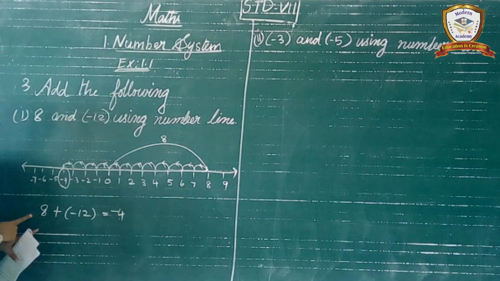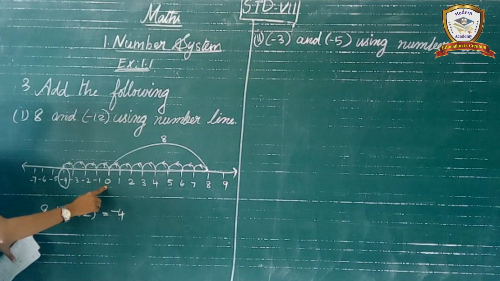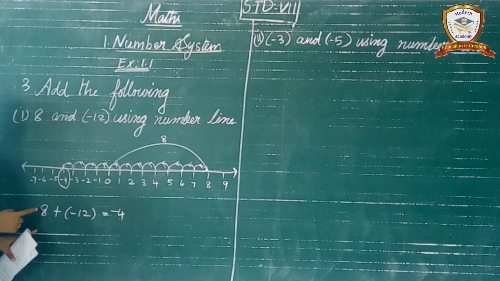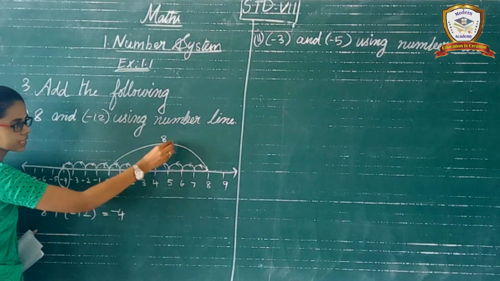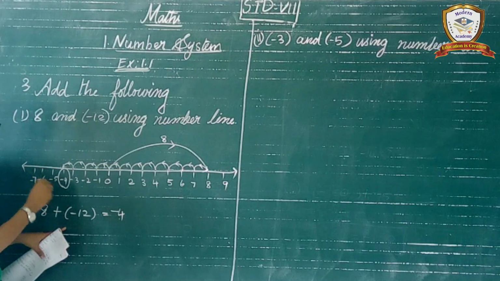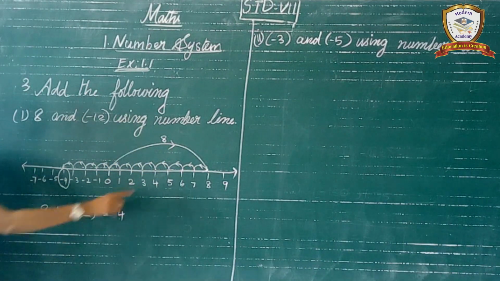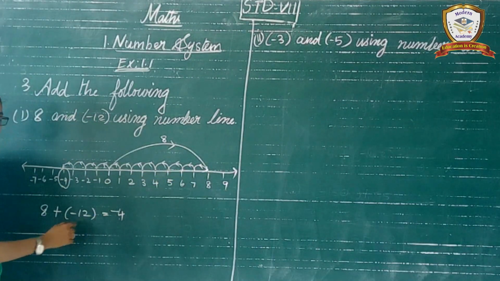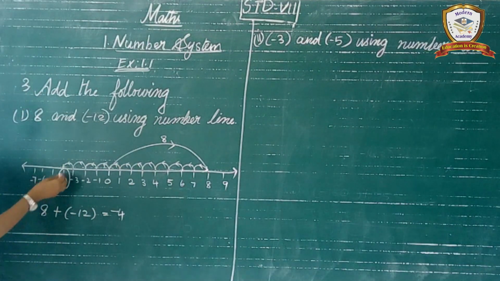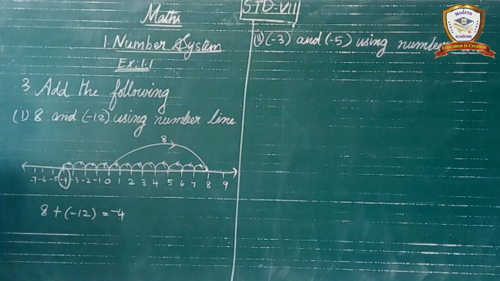Once again, listen carefully. Start from 0, we count 8 units, move towards the right side because it is positive. Positive means move towards the right side. Negative means move towards the left side. So we count 8 units moving right. From 8 we count 12 units moving left. And finally the answer is minus 4. Can you understand this?